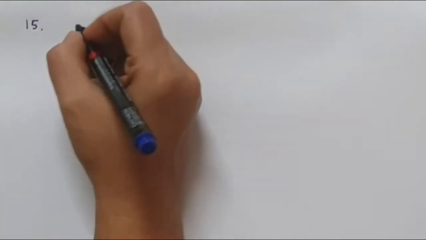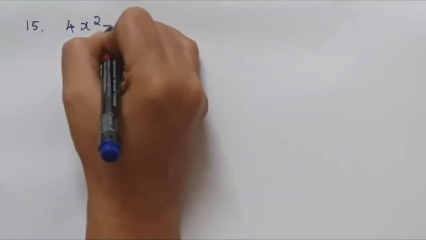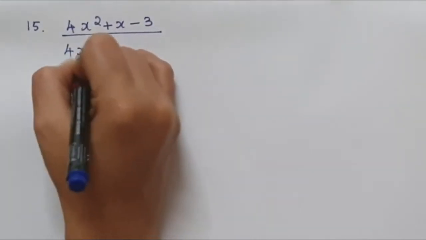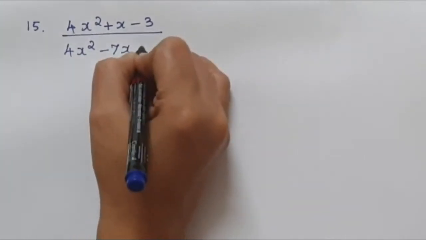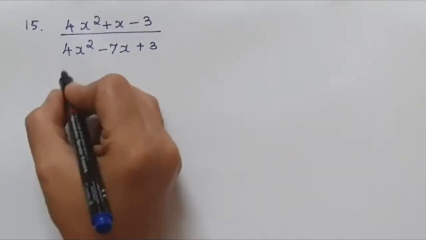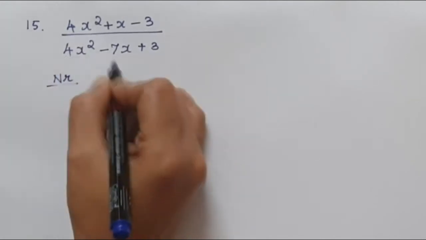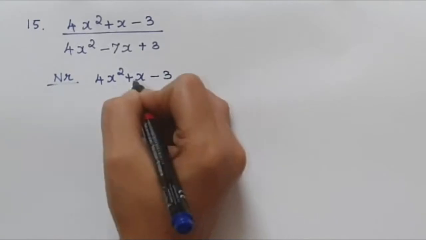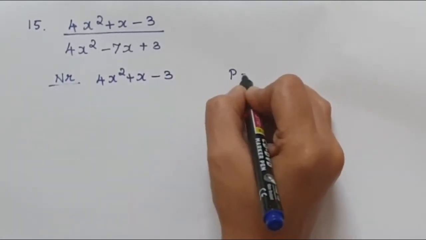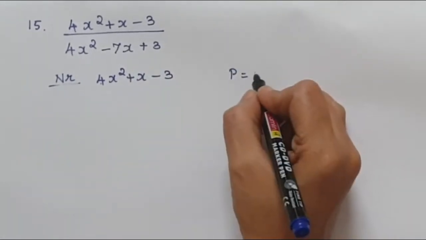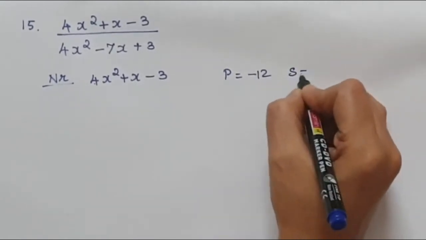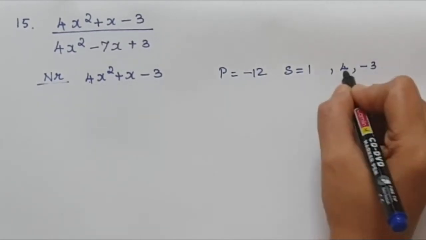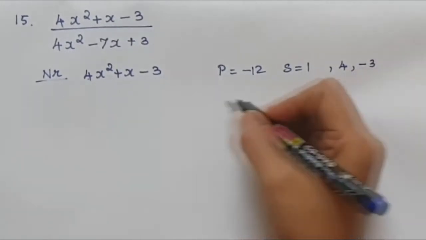Now the last question. (4x square plus x minus 3) over (4x square minus 7x plus 3). Now we'll separately do the numerator and the denominator, then we'll replace it over here. 4x square plus x minus 3. For this, the product is 4 multiplied by minus 3, which is minus 12, and the sum has to be 1. So our factors are 4 and minus 3. Then only you'll get it as minus 12. When you add them, it is 1.